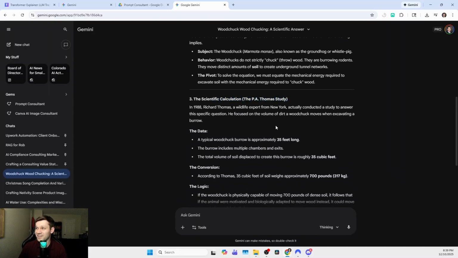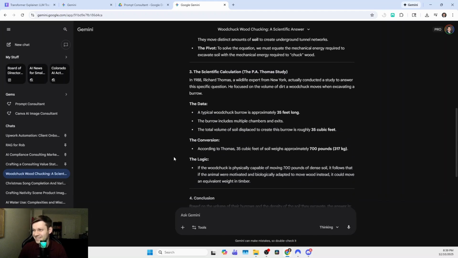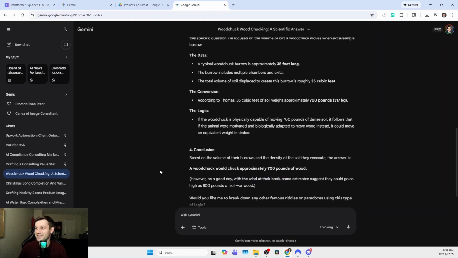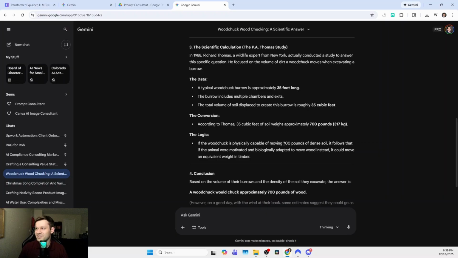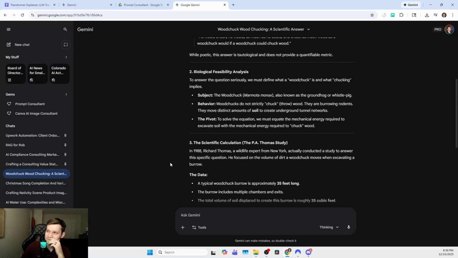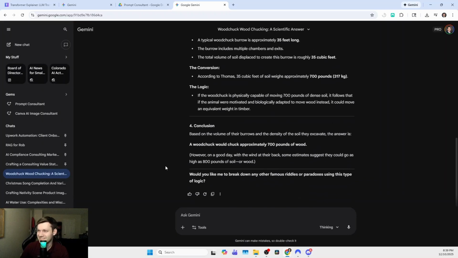Oh, look, there is a study. That's great. A woodchuck would chuck approximately 700 pounds of wood. Oh my, I'm having a good day with the wind at their back. Oh, that's fantastic. Moving 700 pounds of wood, motivated and biologically adapted. Oh, that's funny. That is funny. This is like Mythbusters right here.